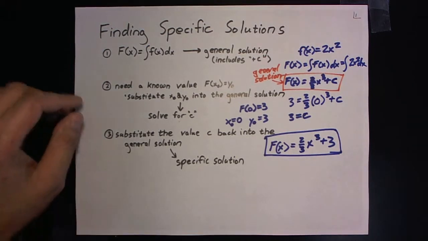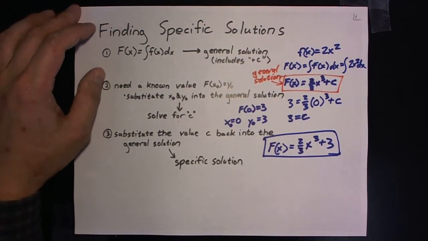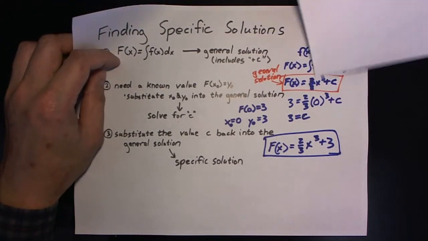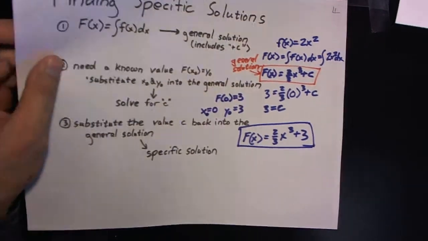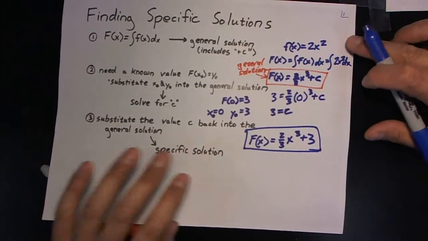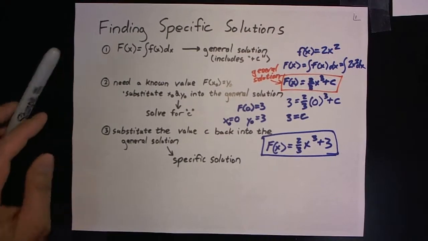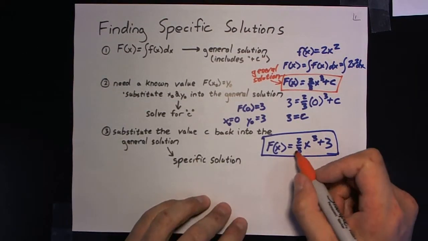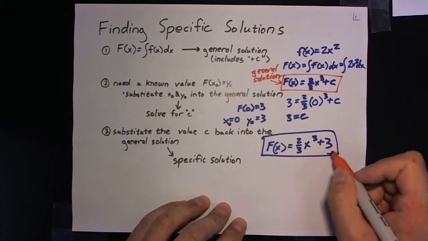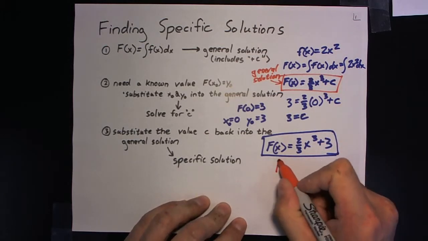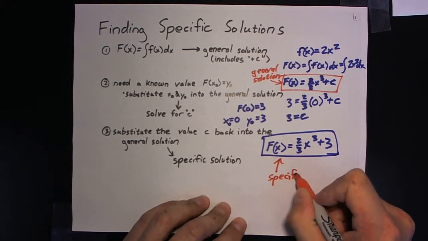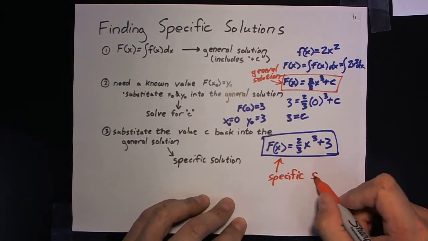All right, so let's just briefly review what we learned last class, which I've already applied, actually. Oh, and sorry, one last point. This final version of the function, with the 2/3 x cubed and an actual number for the constant, is called a specific solution.